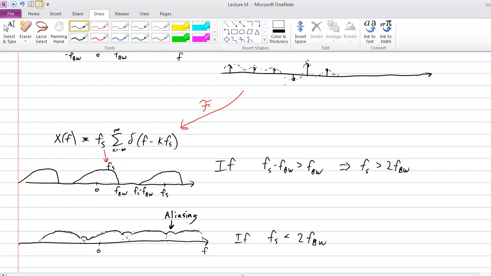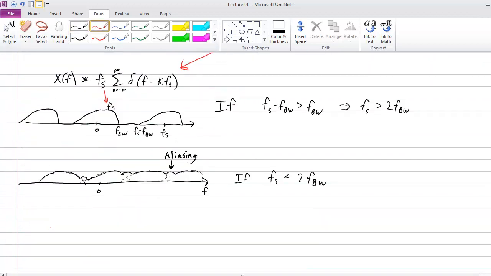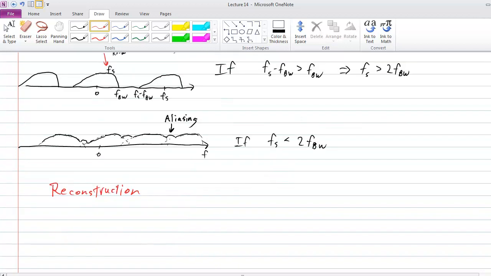Okay, and that's not good, because you're going to have to make a decision. When you want to turn this back into a continuous time signal, you're going to have to decide how to reconstruct this thing. And the typical way is to do a low-pass filter, filtering out all the high-frequency stuff. So remember, reconstruction is going to be a low-pass filter.